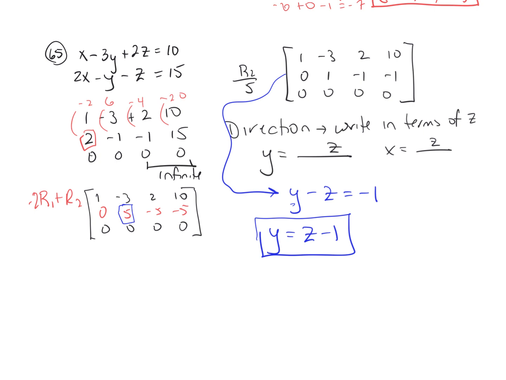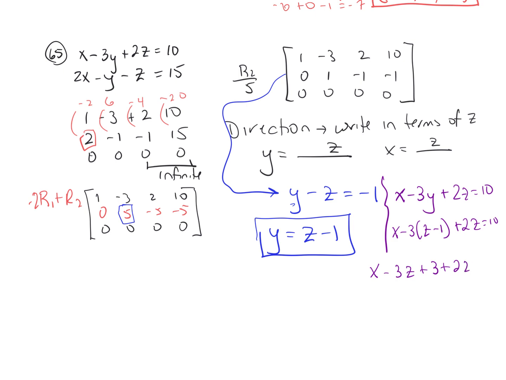We're happy. So if I use this information, I can take the first equation, let me separate it out here: x minus 3y plus 2z equals 10. Well, I know that y is z minus 1. So I'll have x minus 3z plus 3 plus 2z equals 10. So I have x minus z plus 3 equals 10, which gives me x equals 7 plus z, or z plus 7.